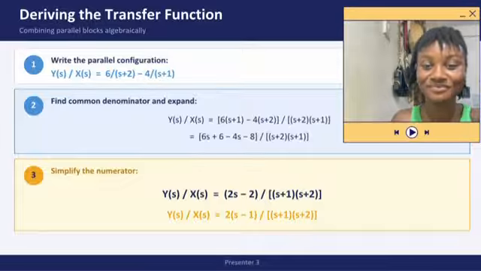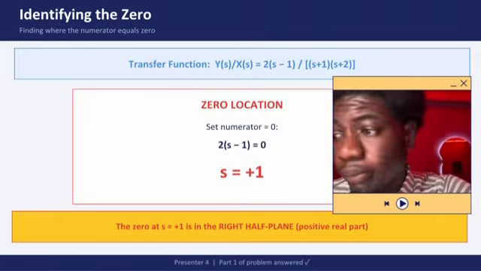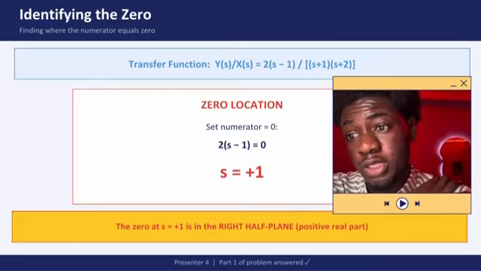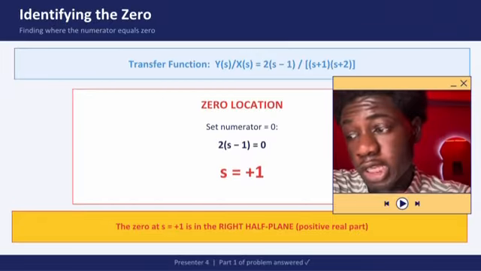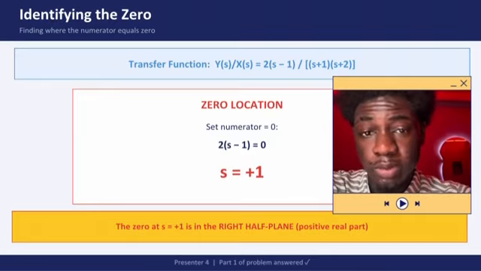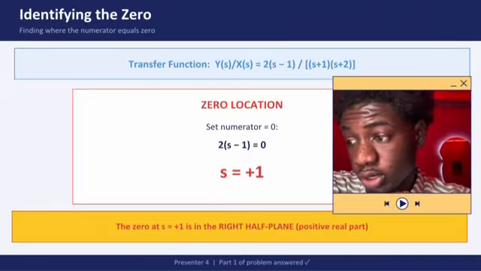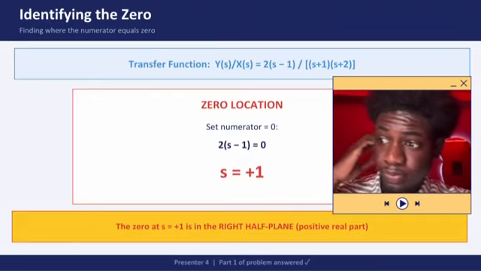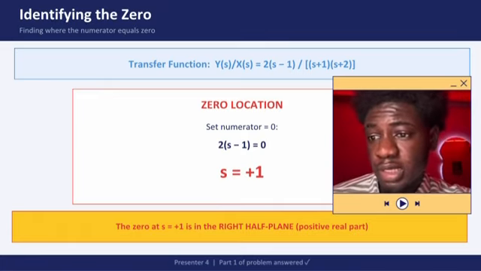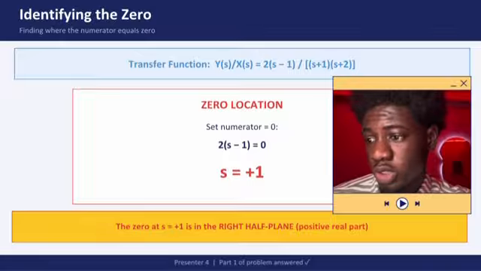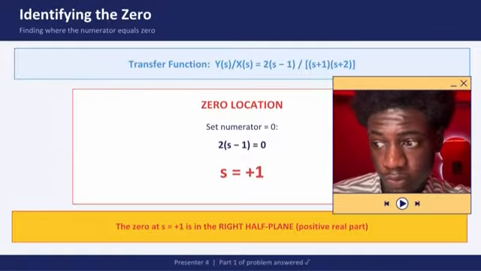Thank you. My name is Umar, and I'll prove that this system has a zero in the right half s-plane. Looking at our transfer function Y(s)/X(s) equals 2(s-1) over (s+1) multiplying (s+2). To find the zeros of the function, we set the numerator equal to 0 and solve for s. So the numerator is 2(s-1). Setting this equal to 0, you get 2(s-1) equals 0. Therefore, s equals positive 1. This is our zero location, s equals positive 1.